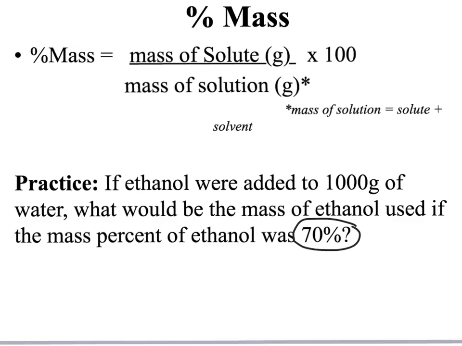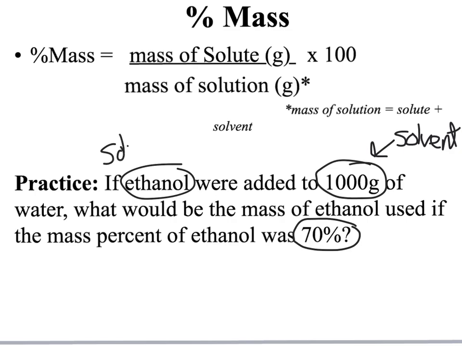All right, so this next problem, you know that you're given a 70% mass percent. Okay, so the percent mass is 70% when ethanol is added to 1,000 grams of water. So water is going to dissolve the ethanol. So that means that water is the solvent. Ethanol is ending up to be the solute. By the way, when you mix two liquids together, whichever one is the lesser amount, that is the solute. But here's the problem. We don't know how much solute we're adding.